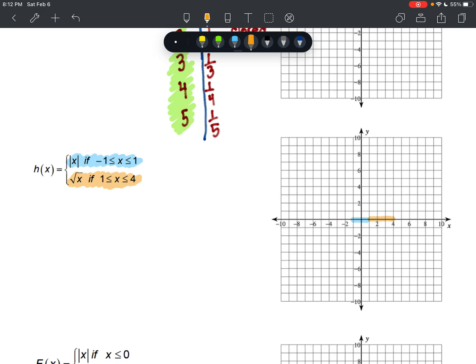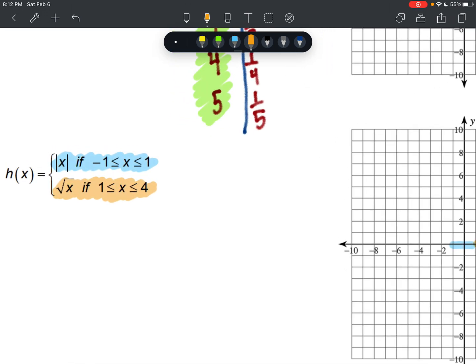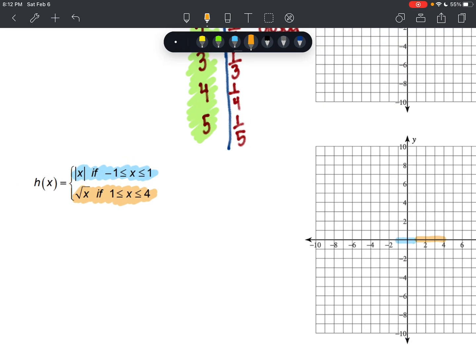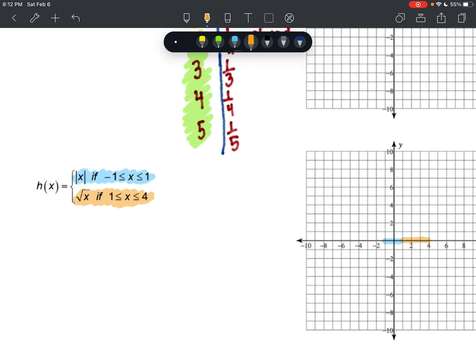And this is interesting because they both have x is equal to 1. So those inputs need to have the same outputs. Otherwise, we're going to have some problems. So let's see what we've got here.